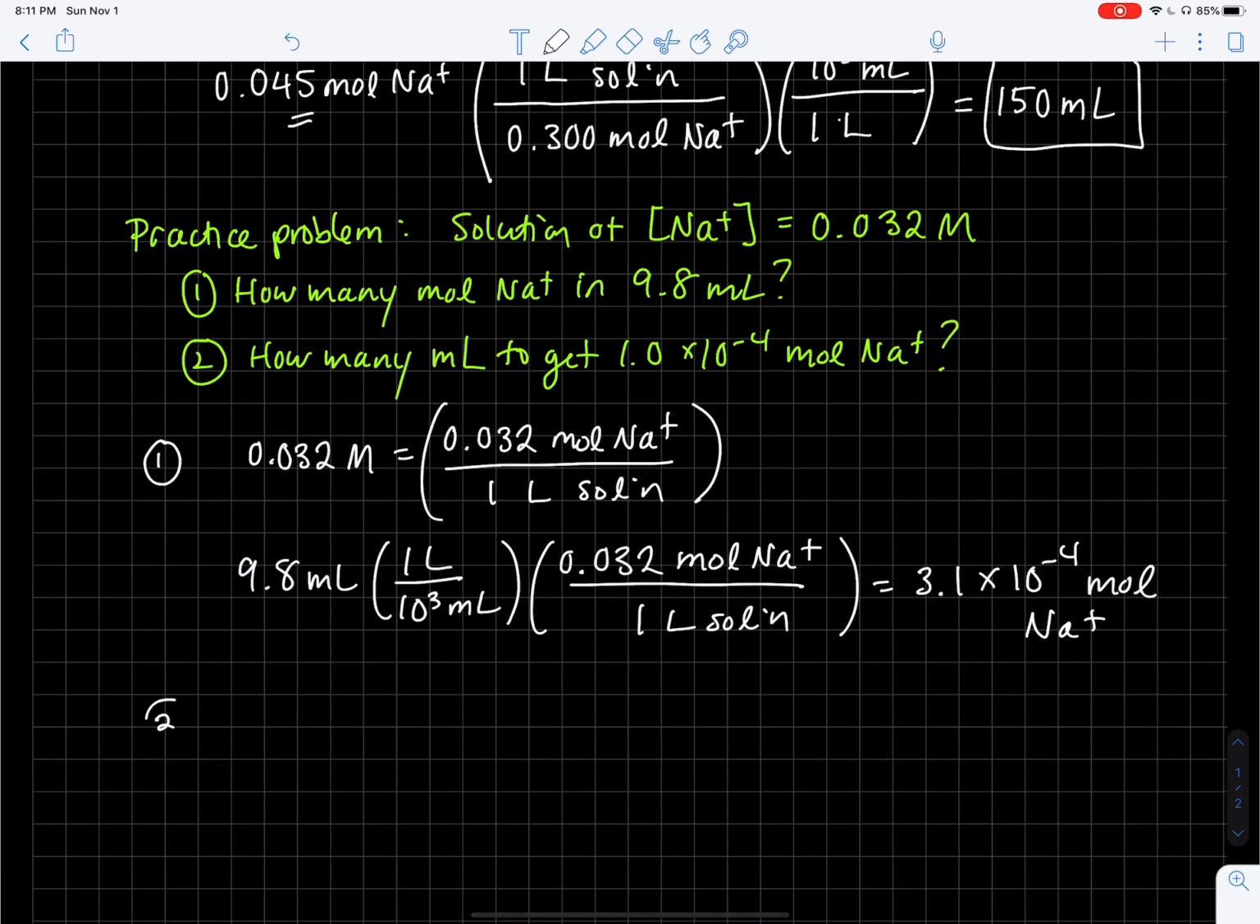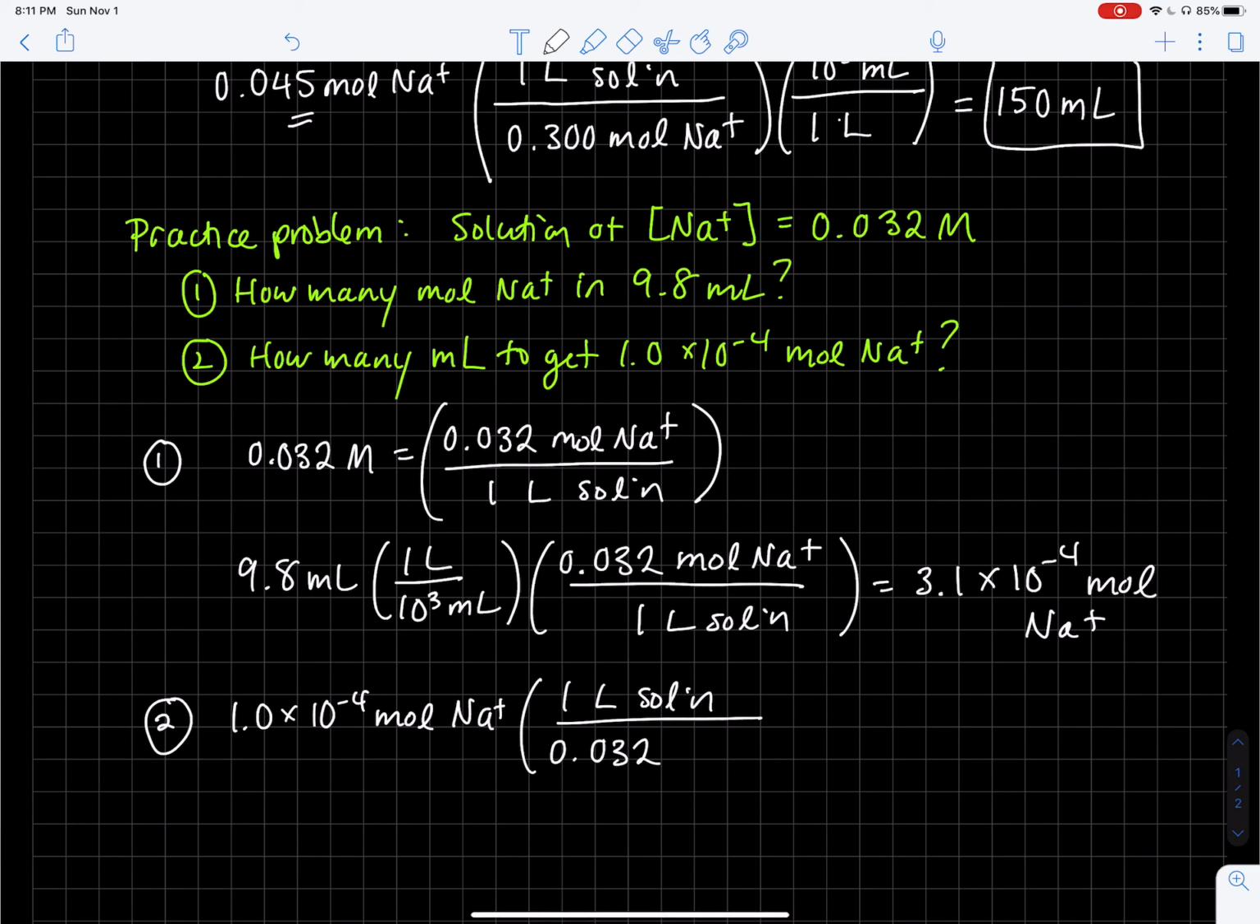For question 2, my starting point is now 1 times 10 to the minus 4 moles of sodium plus. I now flip my conversion factor. For every liter of solution, I have 0.032 moles of sodium plus, and because the problem asked for milliliters, I do need to convert like this. And when I do this, I get an answer, which is 3.1 milliliters of solution.